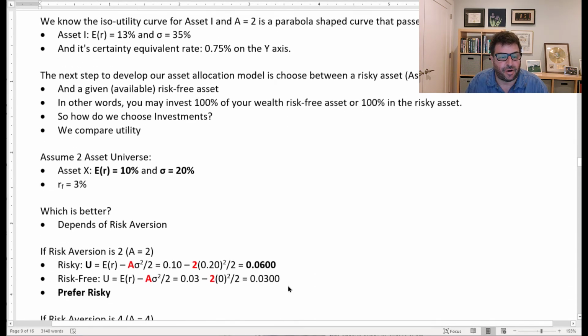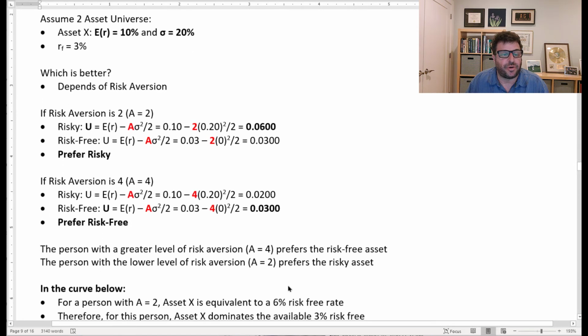Well, we compare utilities. So now we're going to assume a two-asset universe. We can either invest in asset X, which has an expected return of 10 and a risk of 20, or we can put all our money in a risk-free investment that earns 3%. Well, which is better? Well, it depends on the person. So let's try this with two people.